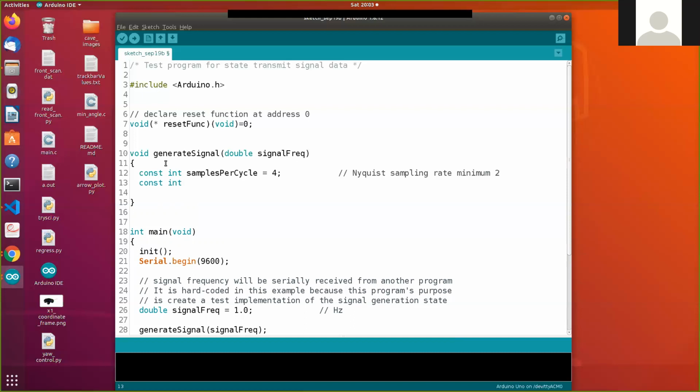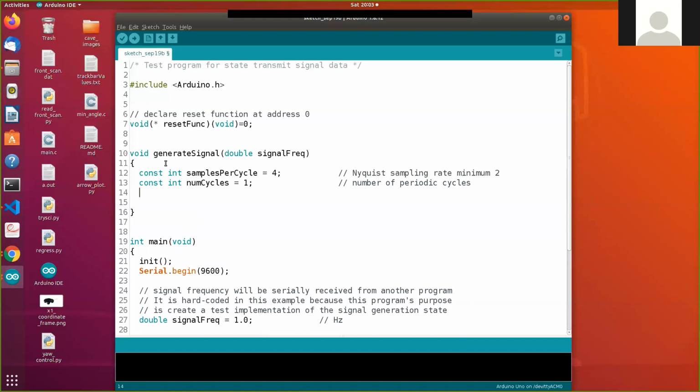But I'm going to start with easy numbers that I can visually check. So I'm going to say that our number of cycles is going to be equal to 1 to start with. And this is the number of periodic cycles. And from this, we can then determine how many samples we need to take to generate this total number of cycles. So total samples is going to be equal to num cycles times samples per cycle. So that's our total number of samples.